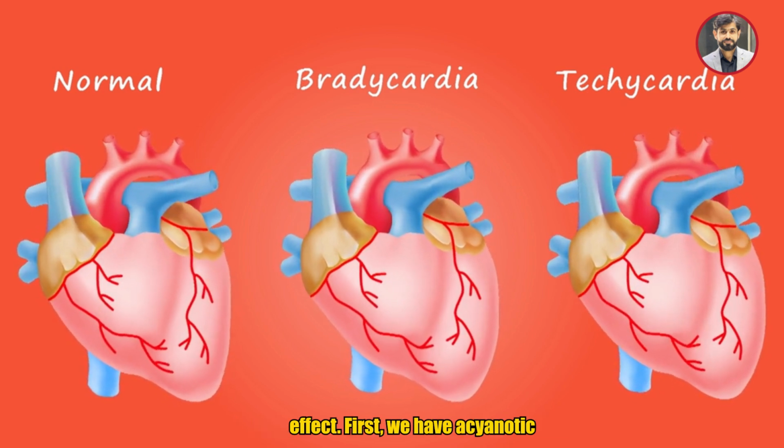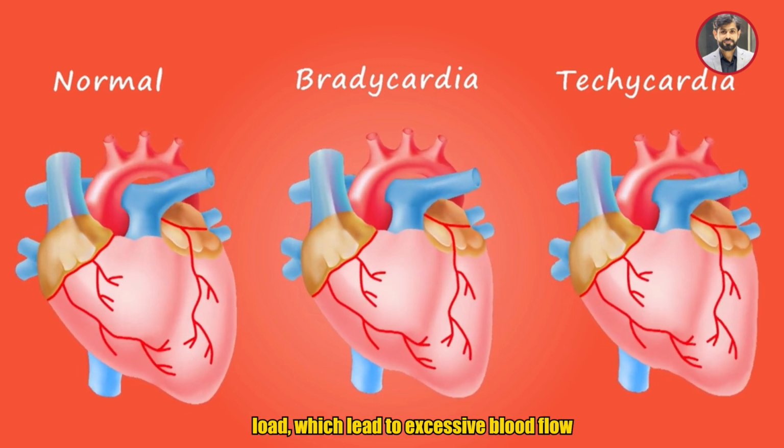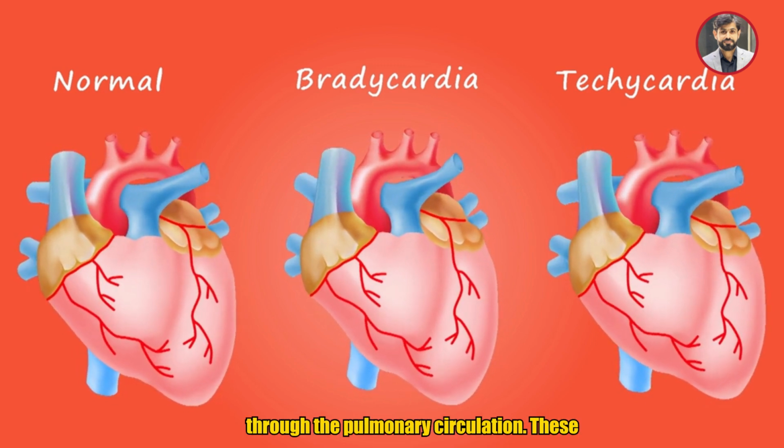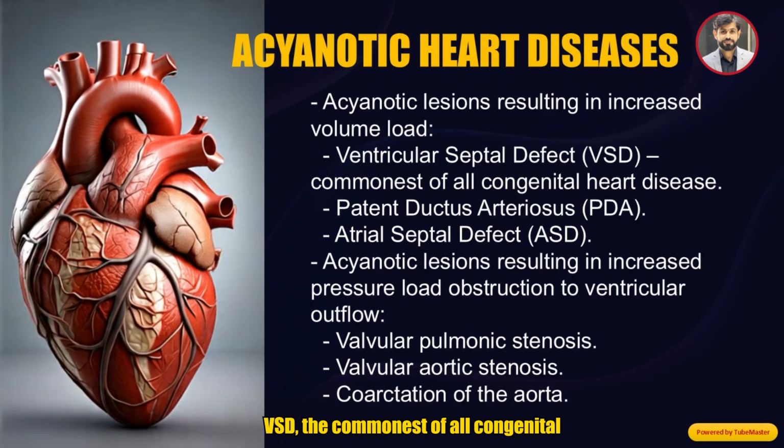First, we have acyanotic lesions resulting in increased volume load, which lead to excessive blood flow through the pulmonary circulation. These include ventricular septal defect, VSD, the commonest of all congenital heart diseases, where there is an abnormal opening in the interventricular septum, allowing blood to flow from the left to the right ventricle.